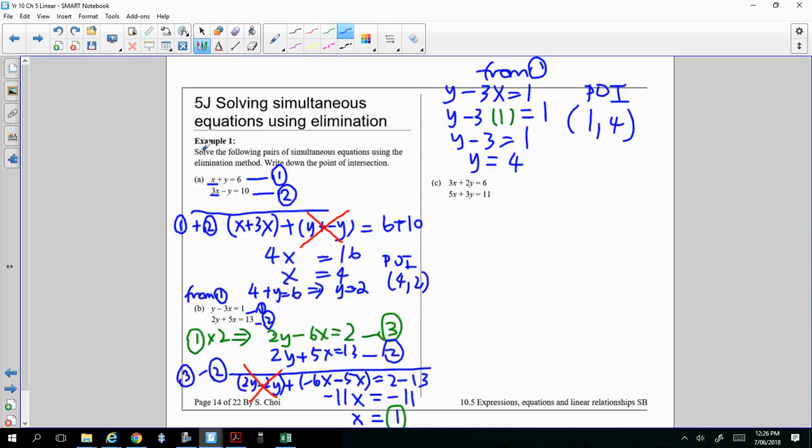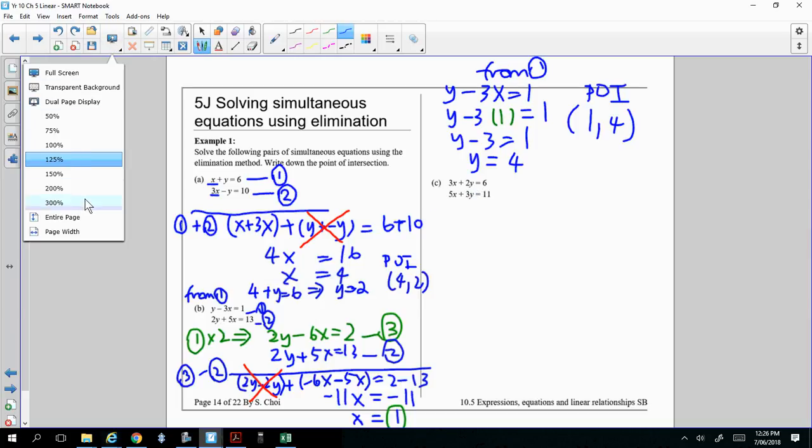So you can eliminate y by multiplying the first one by 3 and the second one by 2, like the lowest common multiple. Or you can eliminate x by multiplying the first equation by 5 and the second equation by 3. But I prefer to eliminate y because the numbers are smaller. Okay? All right, let's do that. Let's modify both equations.